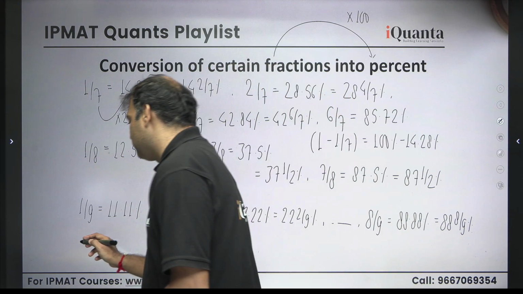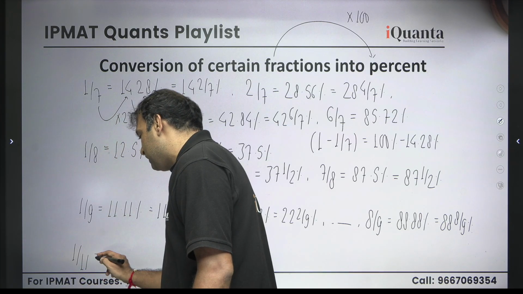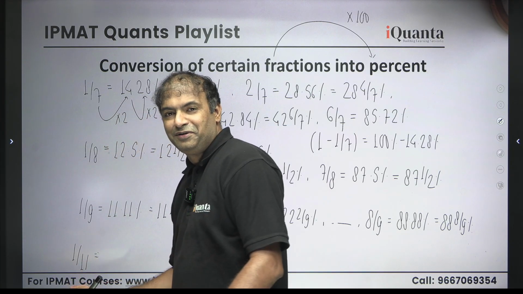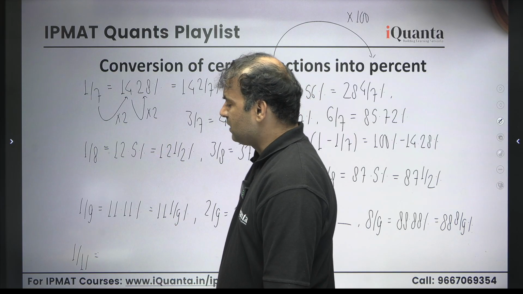The next one has to be 1 by 11. All right, now guys, 1 by 11, 11 again is a prime number. You can see that, so it doesn't have any factor behind. So what can we do here?